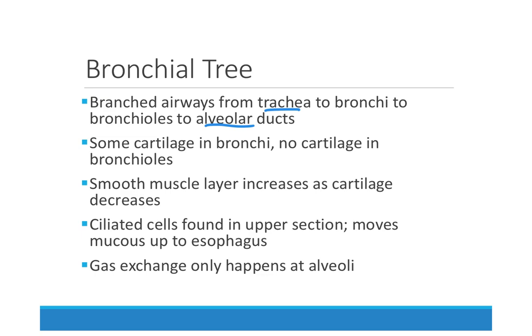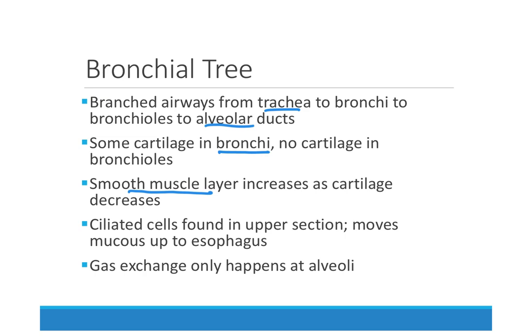There is cartilage in the bronchi, the first thicker branches, we can say. But as things get smaller and smaller, working down to those tiny air sacs at the bottom, we get less and less cartilage, but we get more and more muscle. So we start off with lots of cartilage, not much muscle, and we get down to lots of muscle and not any cartilage.